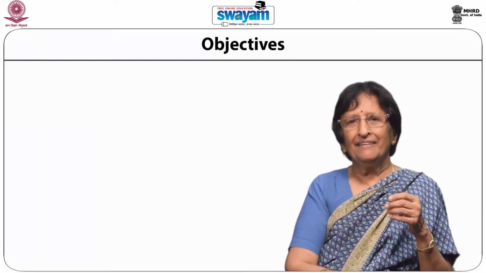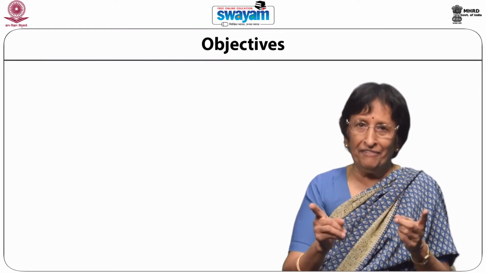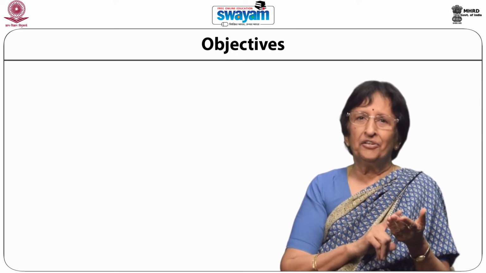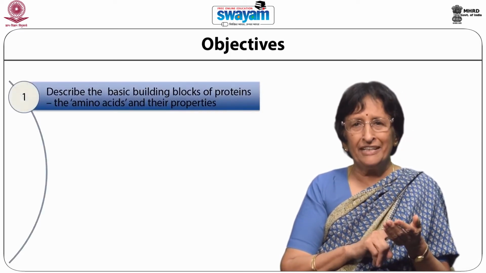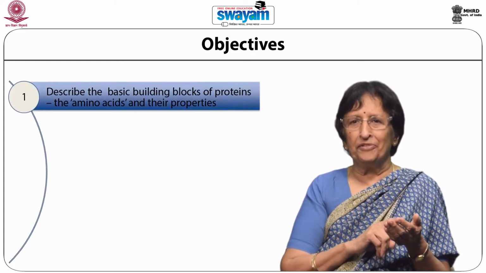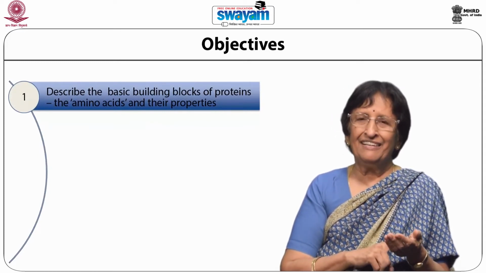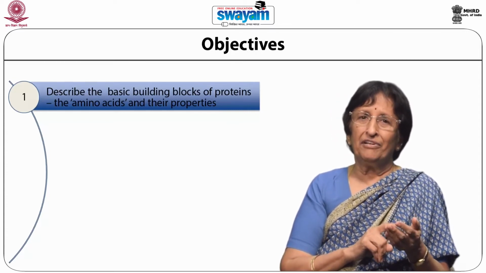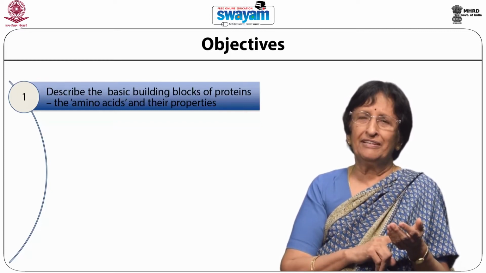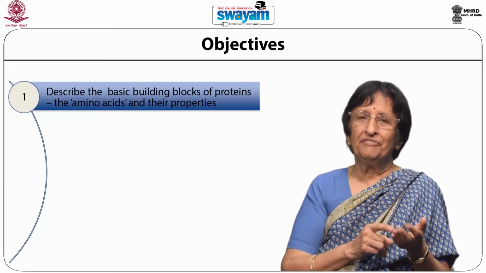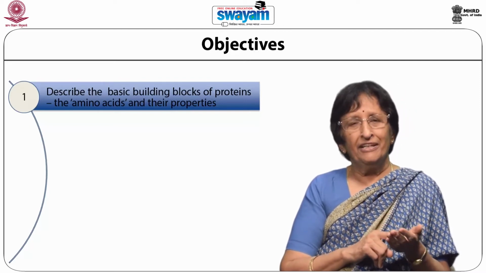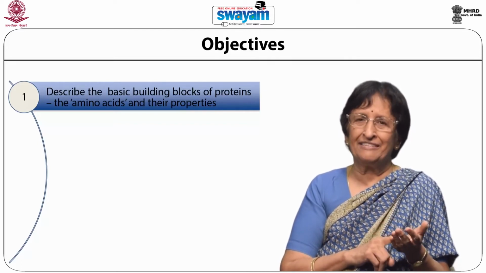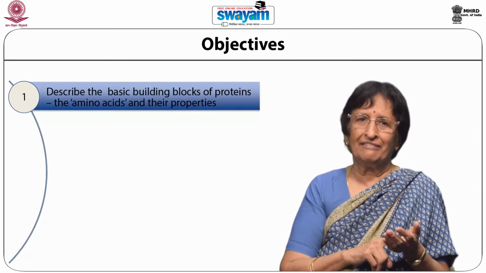So students, let us see what we are going to learn in this module. I am first going to describe the basic building blocks of proteins, the amino acids and their properties. You know, proteins are the most important biomolecules. There are structural proteins which are passive, and there are proteins which participate in all the functions of the body. And amino acids are their basic building blocks.